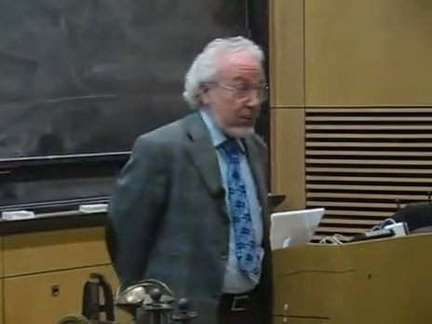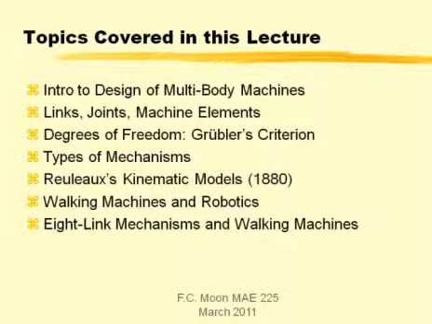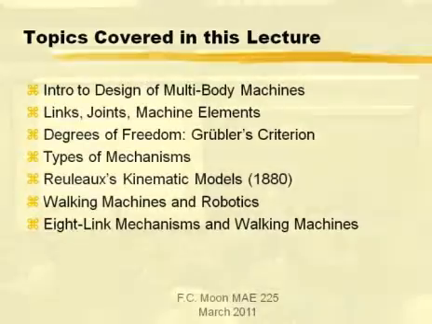The topics you see here we're going to cover are the introduction to the design of multi-body machines, the idea of links, joints, machine elements, the idea of degrees of freedom, Grübler's criteria. That's probably the only equation that we're going to put here. The types of mechanisms, the models that Professor Franz Reuleaux created and that were bought by the first president of Cornell, Andrew Dickson White, in 1880, and now here comprise one of the largest collections of these models in the world. And then we'll talk about walking machines and how walking machines are related to kinematics.